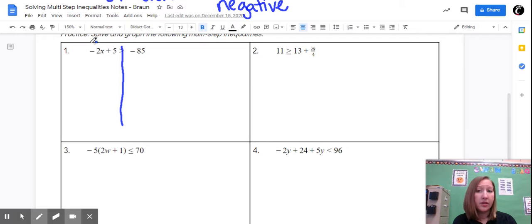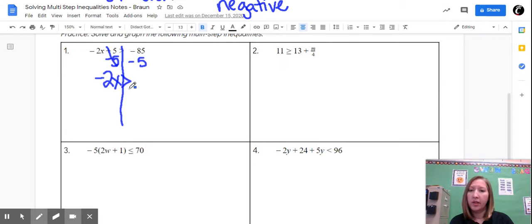So I want to isolate my variable, which is x, and in order to do that, I have to get rid of my other numbers here. So again, we're going to look at what's farthest away from the variable, away from x, which is my plus 5. So we want to use the opposite operation. So we are going to subtract 5 from both sides here. Our plus 5 minus 5 cancels out and leaves us with just negative 2x on the left.